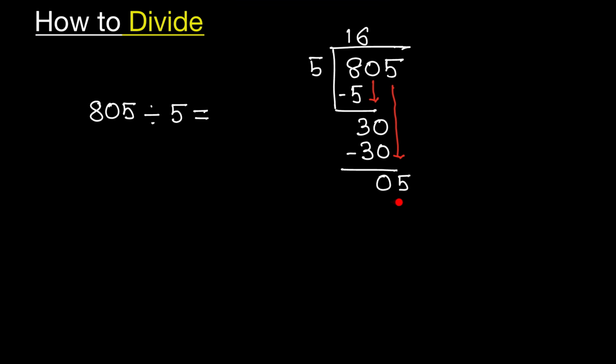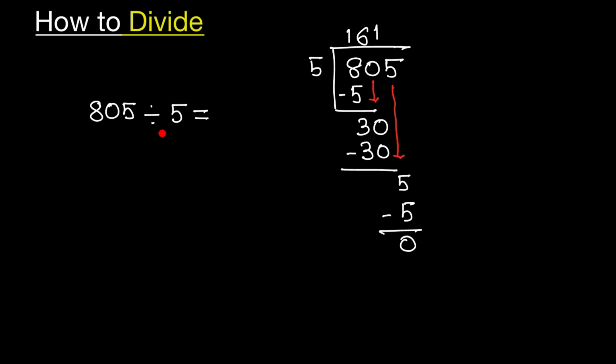Now again see that this is the number 5. So we will remove this 0. And we know that 5 times 1 is equal to 5. Subtract, we get a 0. As we have got the remainder 0 and we have no number to bring down here, so we will stop.